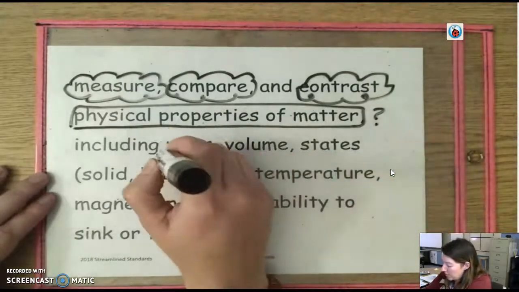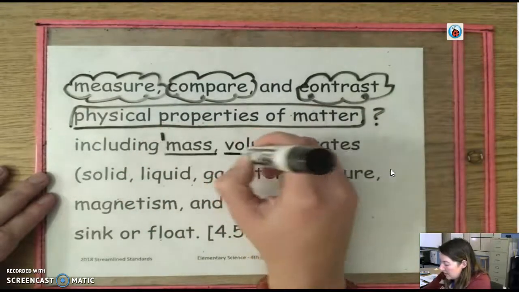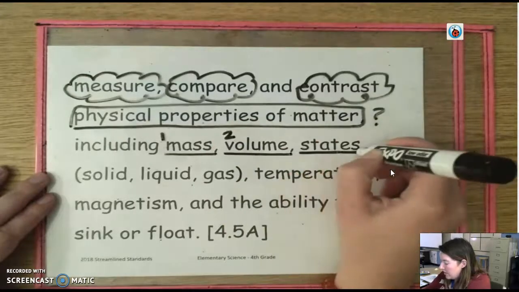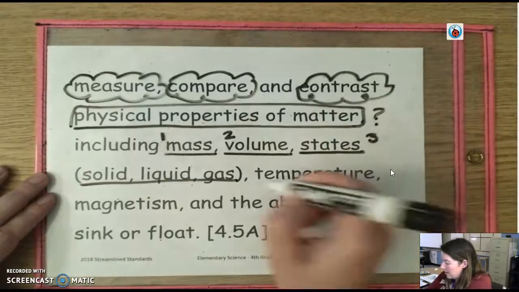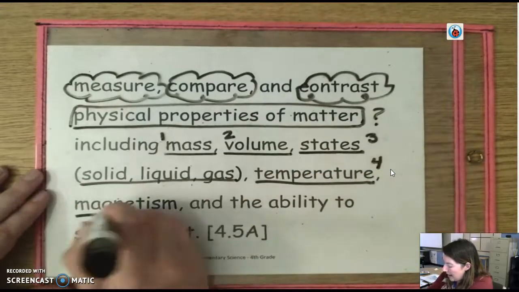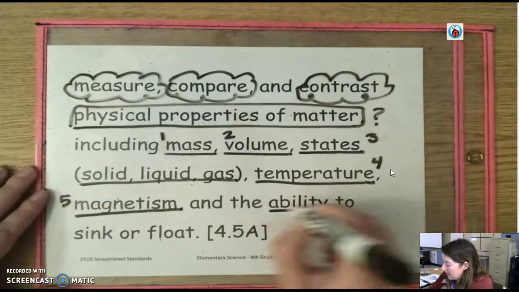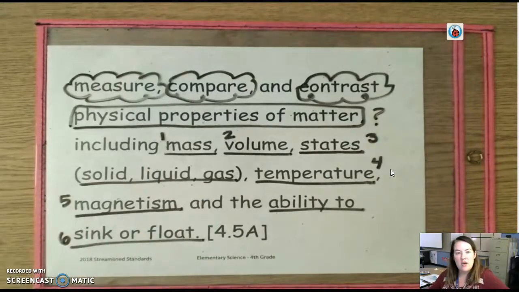So the first physical property of matter is mass. The second one is volume. The third one would be the states of matter, so solid, liquid, or gas. Temperature is the 4th. Magnetism is the 5th. And then the ability to sink or float is the 6th.